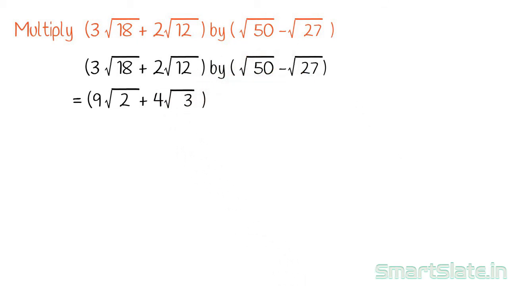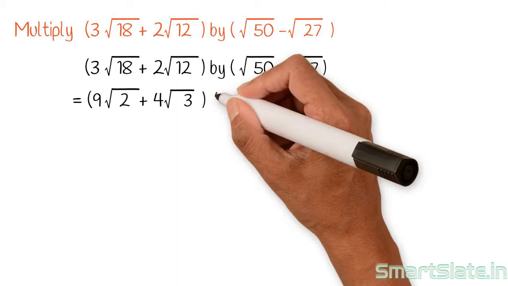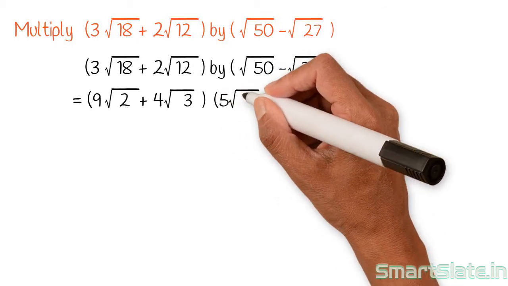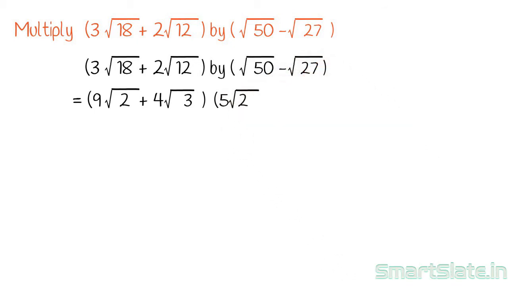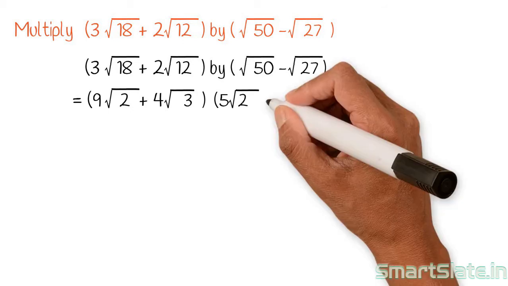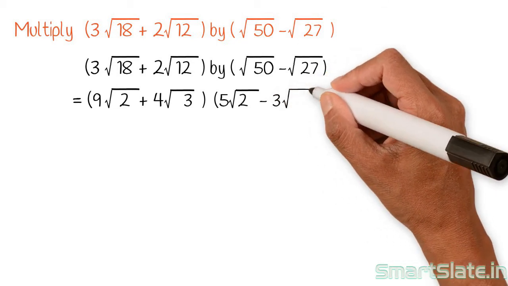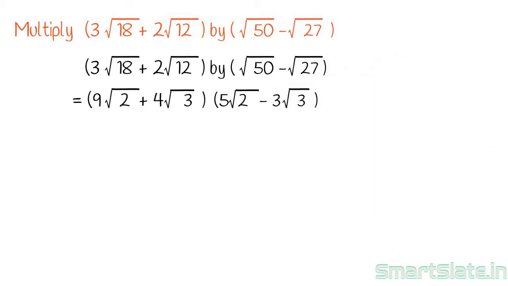Let's find the simplest form of square root of 50. 50 can be expressed as 25 into 2. 25 is the perfect square of 5. Hence, it is 5 into square root of 2. And square root of 27 can be expressed as square root of 9 into 3. It is 3 into square root of 3. We have found the simplest forms of all these surds.